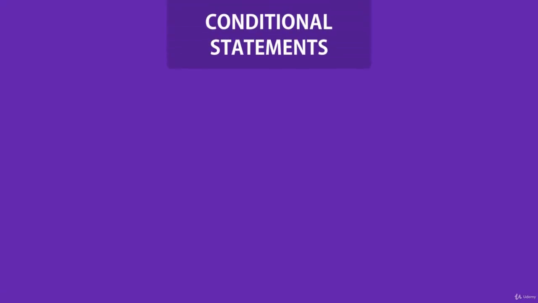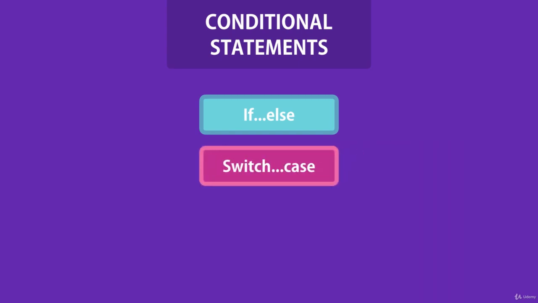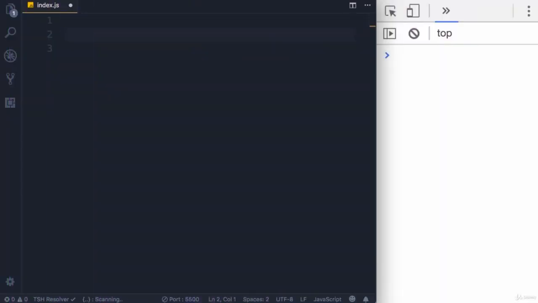In JavaScript, we have two types of conditional statements. We have if and else, and switch and case. You're going to learn about if and else in this lecture, and we'll look at switch and case in the next lecture. So imagine in our application, we're going to get the current hour, and depending on its value, we're going to greet the user with a different message.